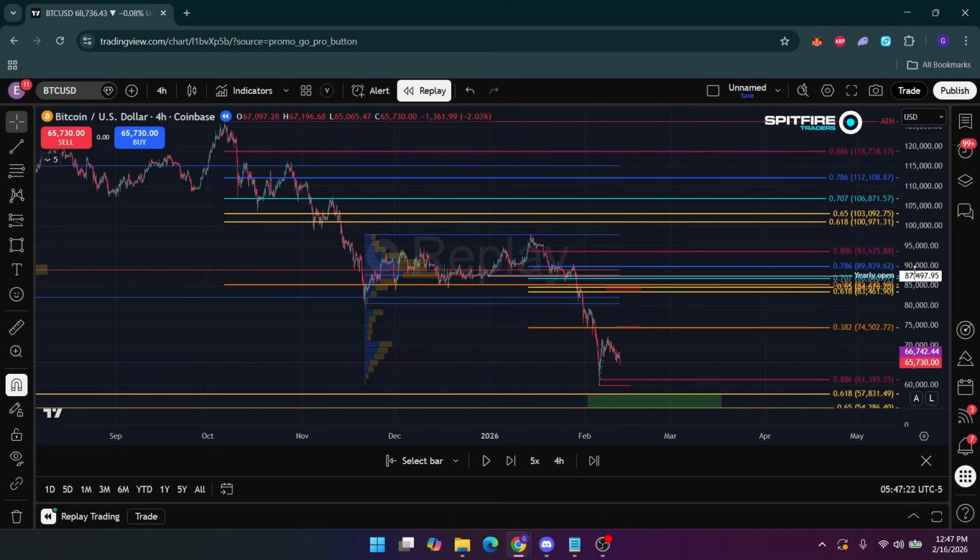This is all for today in terms of updates. I wish I could tell you more, but as you can see, we have the same levels on chart.